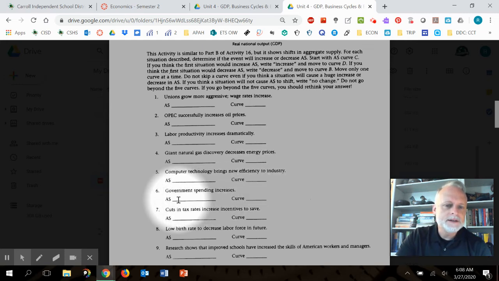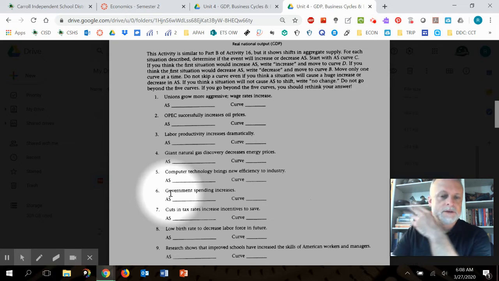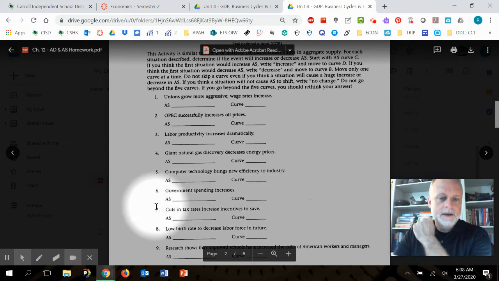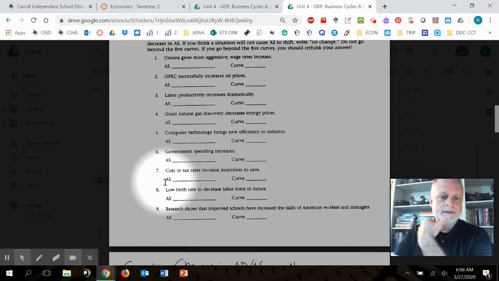Government spending increases. This is a tricky one. This one is basically a no change because government spending is on the other curve. So just stay right where you are. Cuts in tax rates increase incentives to save. That's talking about what consumers are doing. That's on the AD curve. So both 6 and 7 are no change.